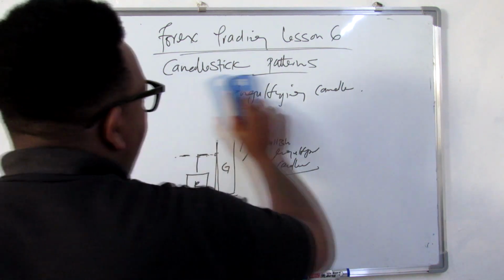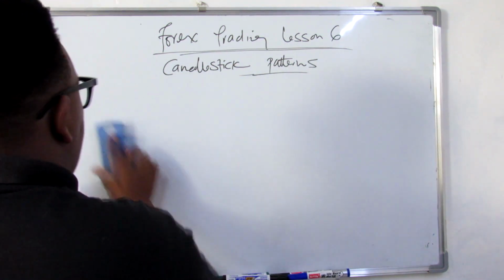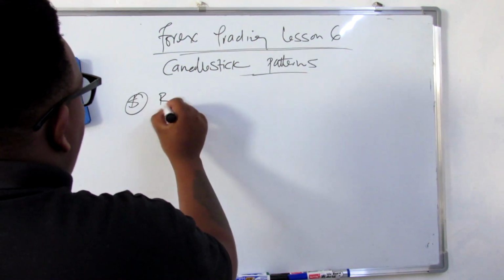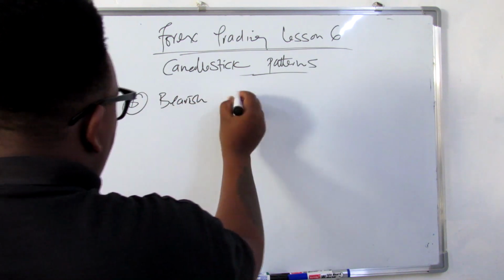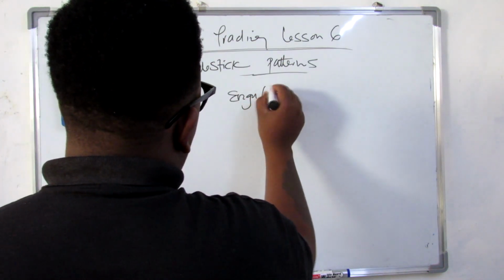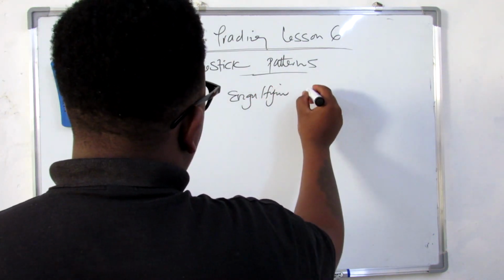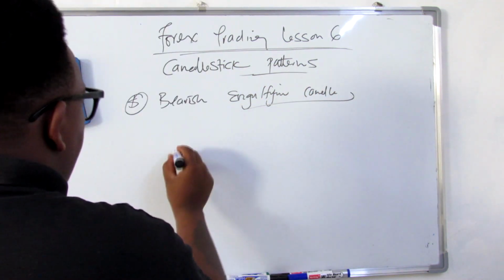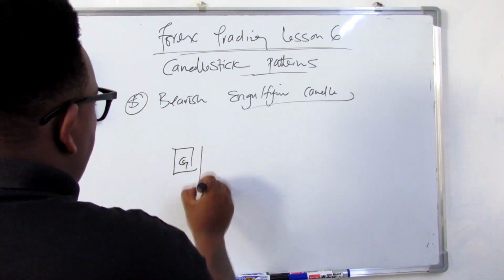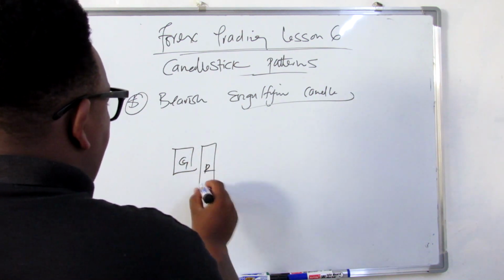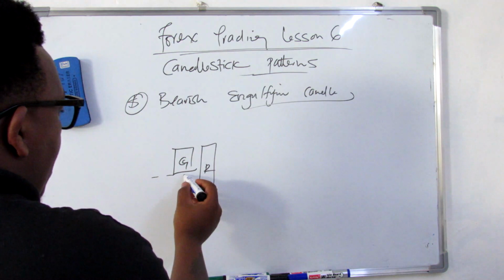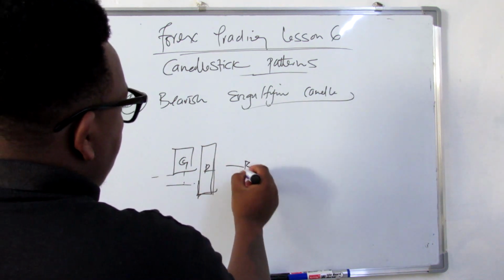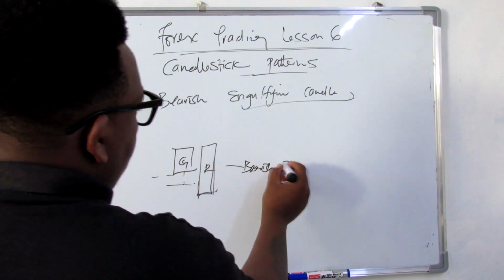So let's look into the 8th one, and this is the last one in the list of my major candlestick patterns which you need to understand. It's called the bearish engulfing candle, and for this one you get to see it like that. Then we see a red candlestick closing below the wick of this one with its body. So this one we call a bearish engulfing candle.